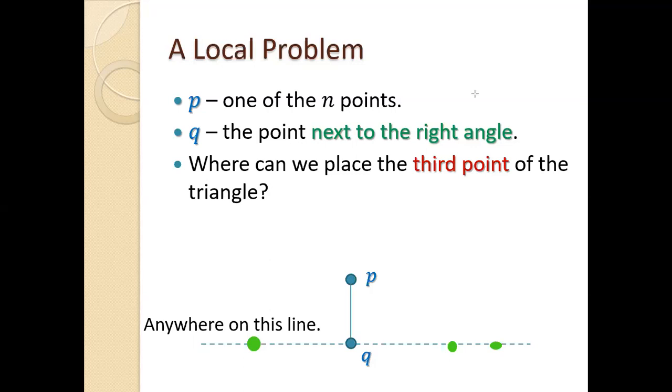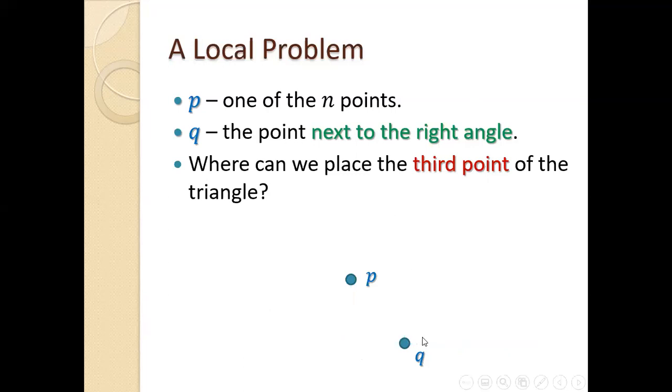Okay. So let's clear this. Let's try another example. Let's say now I put Q here. Where should I put the third point to get a right angle triangle where the right angle has to be next to Q? You kind of already told me the answer, but still I want to ask it again. Where should the third point be in this case?